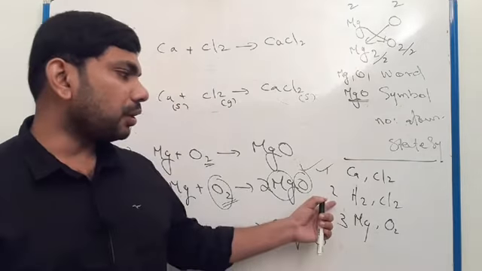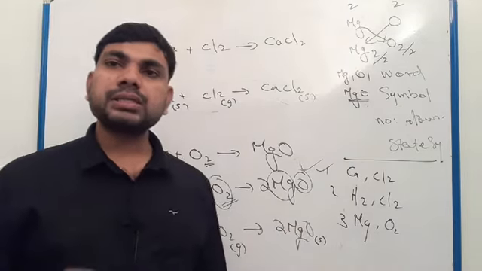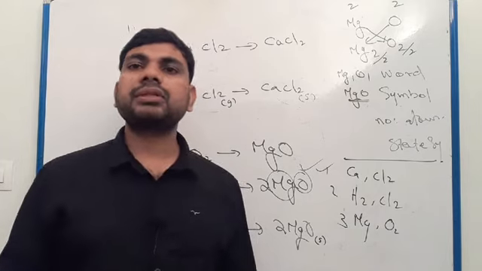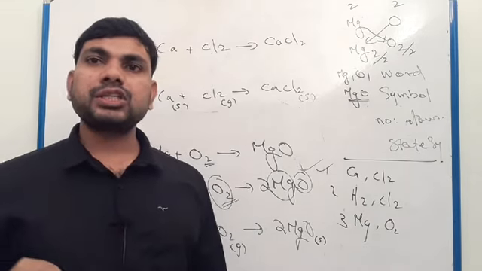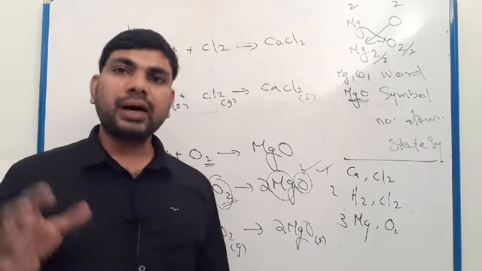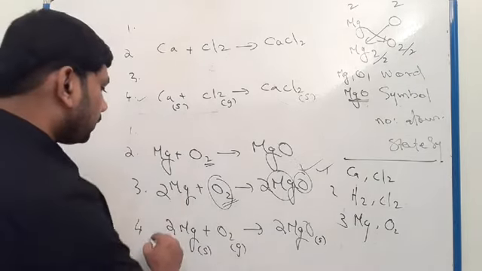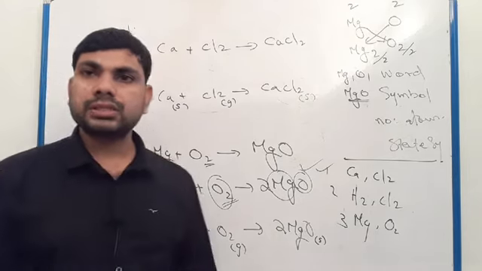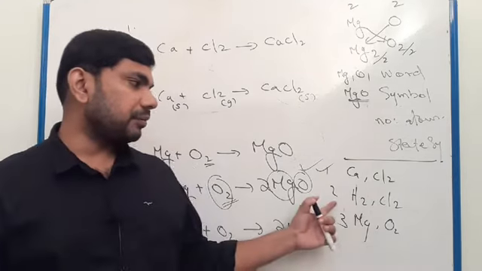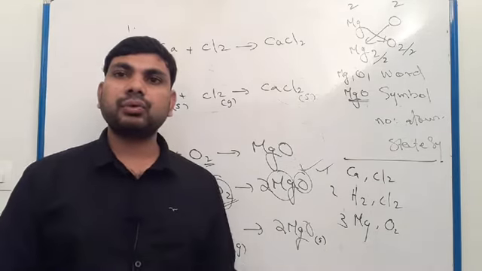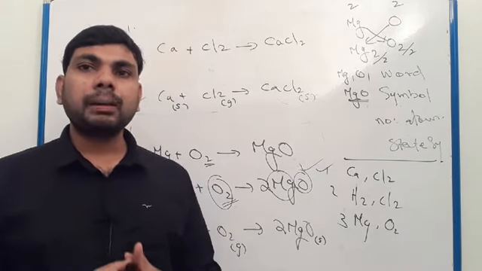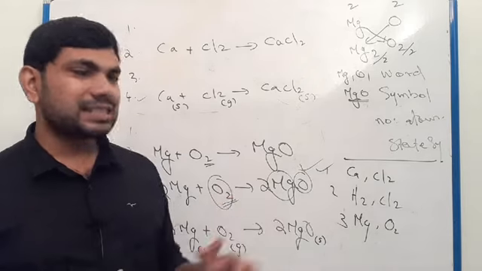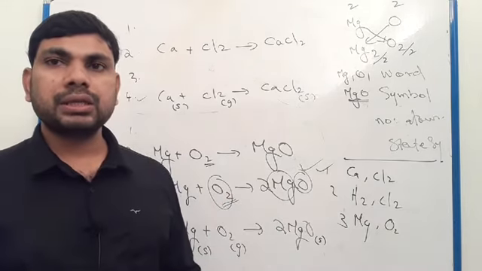We have one more equation here, H2 plus Cl2, hydrogen reacted with chlorine to form hydrogen chloride. Balance this equation and write down the final equation in the comment box. For this chemical reaction, hydrogen reacted with chlorine giving hydrogen chloride, write down the balanced equation with the state symbols in the comment box.